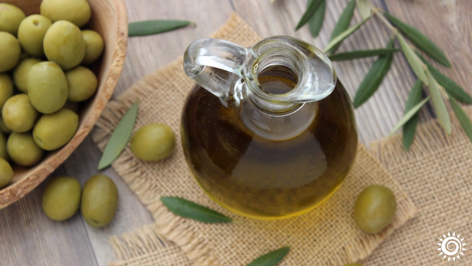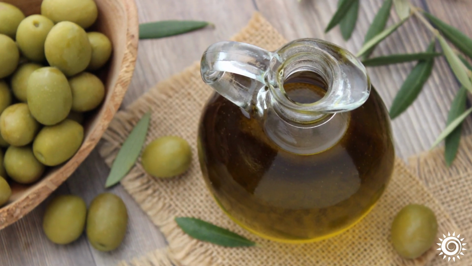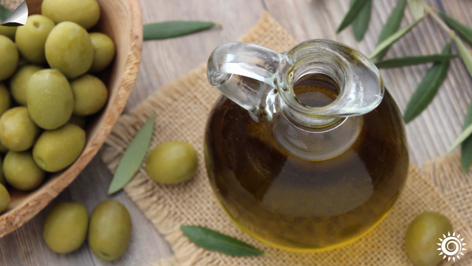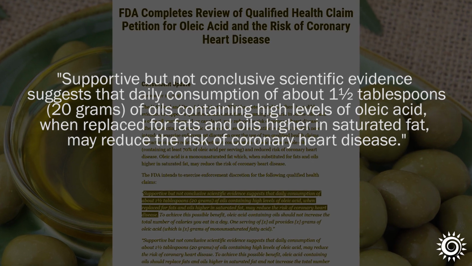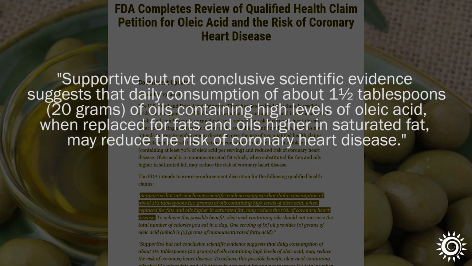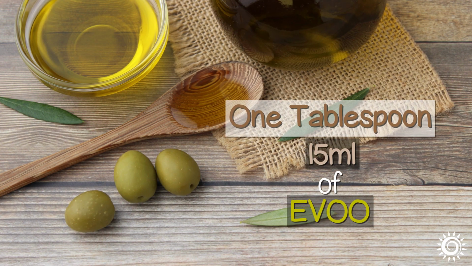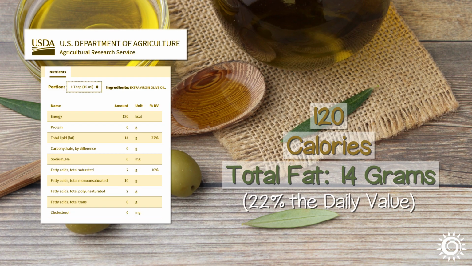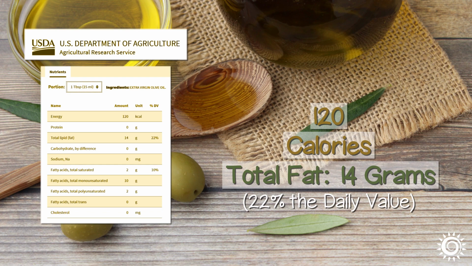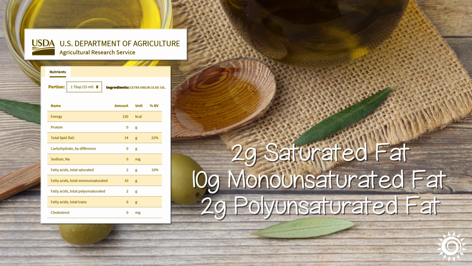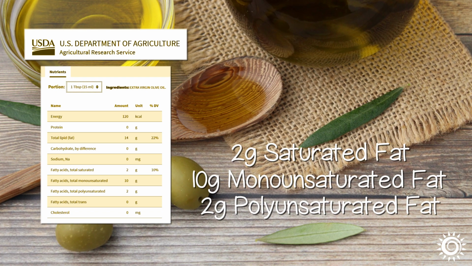As part of a well-balanced diet, dietary oils like extra virgin olive oil are considered healthy fats to include in the diet on a regular basis. Currently, there is supportive evidence that 1.5 tablespoons of oils high in oleic acid a day may help to reduce risk of coronary heart disease. One tablespoon or 15 milliliters of EVOO contains 120 calories and has a total fat content of 14 grams, 22% of the daily value, with 2 grams of saturated fat, 10 grams of monounsaturated fat, and 2 grams of polyunsaturated fat.